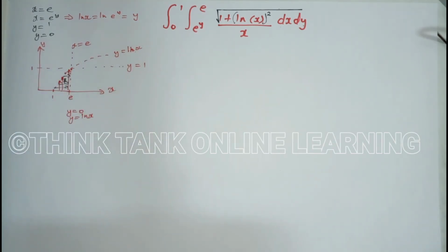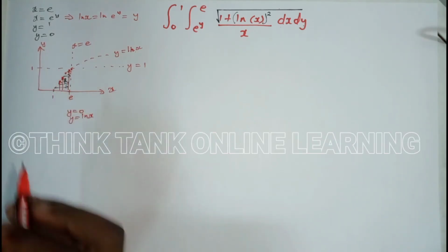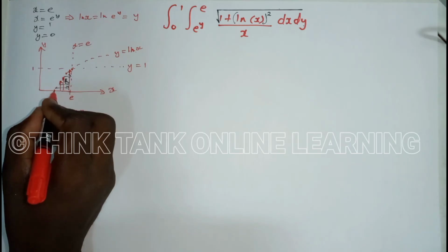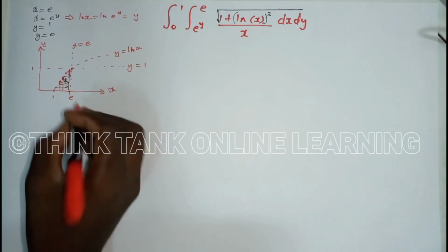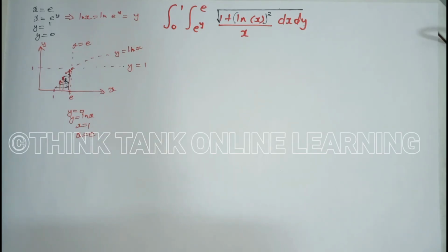Okay, so now I'm going to x. For x, since we're integrating with respect to y, just going from this direction, we're going to write the first point, the starting point, and that is x equals 1. And what is the end point? It's x equals e. Okay, like this.